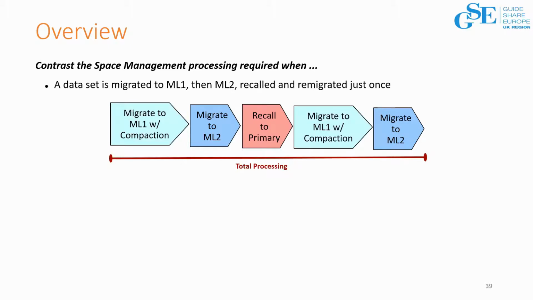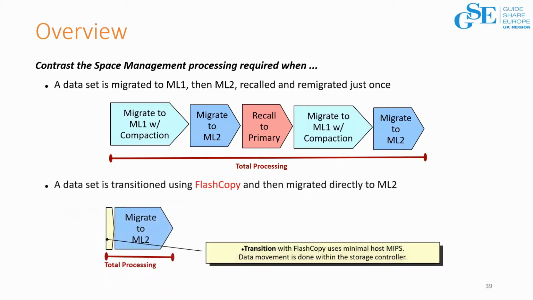And then here at the bottom, you see with class transitions, if flash copy is used as the copy technique for the class transition, it's only a minimal amount of HSM MIPS that are used to process that movement. And then there's a final migration to ML2. So you can see here that the total HSM processing is drastically reduced when you're using class transition.